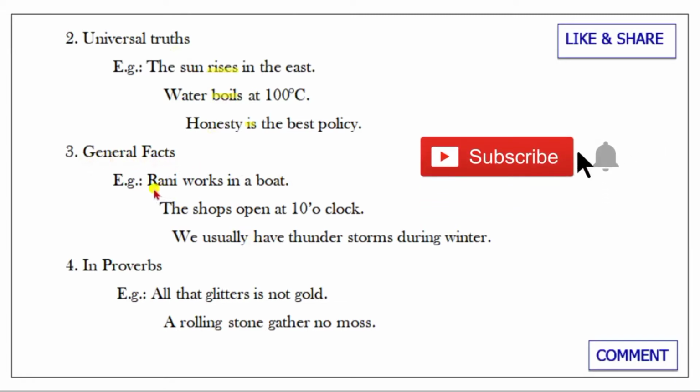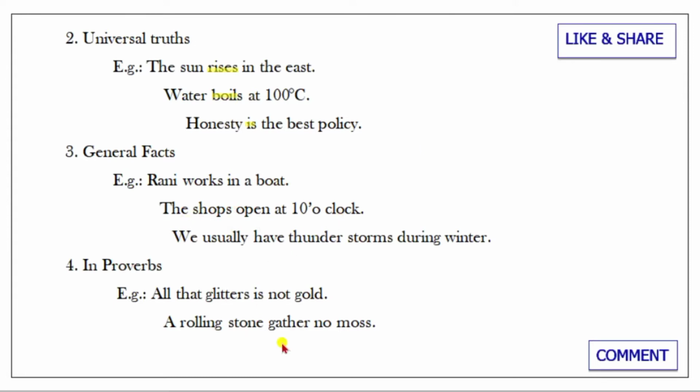General facts. Rani works in a boat. The shops open at 10 o'clock. We usually have thunderstorms during winter. In these three sentences, works, open, have, these three are in V1 form. So for general facts also we are using simple present tense.